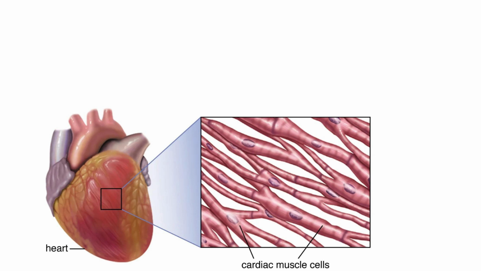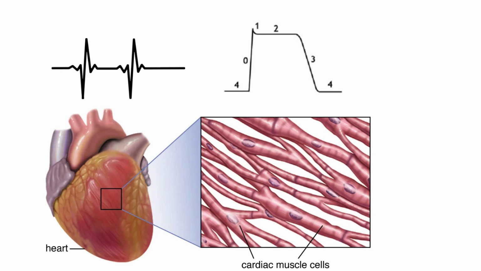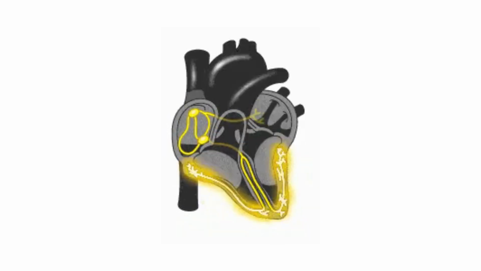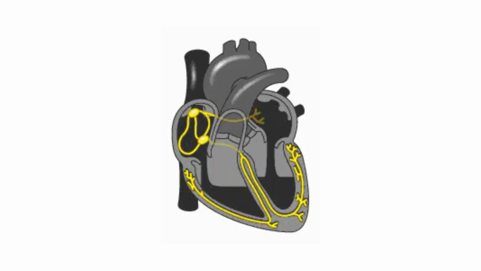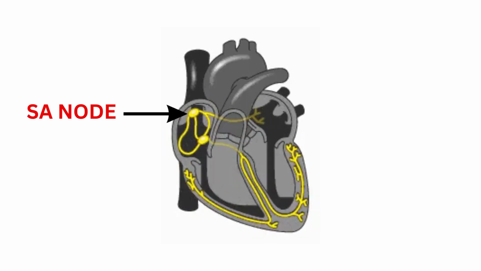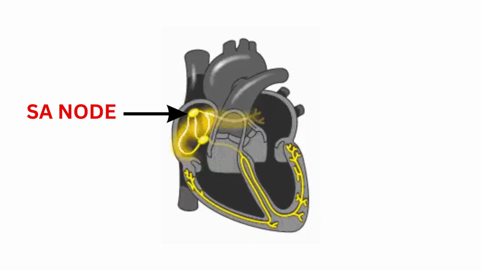The contraction of the heart muscle is initiated by electrical impulses, known as action potentials. Unlike skeletal muscles, which have to be stimulated by the nervous system, the heart generates its own electrical stimulation. The impulses start from a small group of cells called the pacemaker cells, which constitute the cardiac conduction system. The primary pacemaker is the SA node. It initiates all heartbeats and controls heart rate.